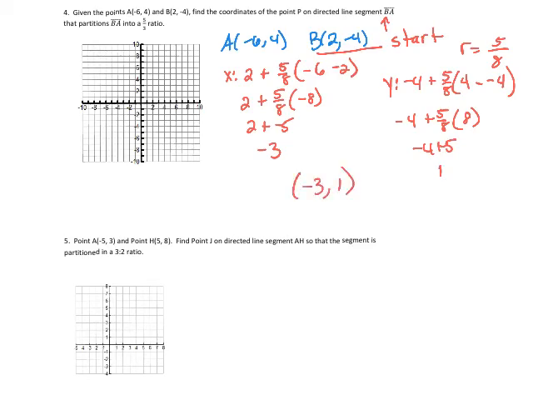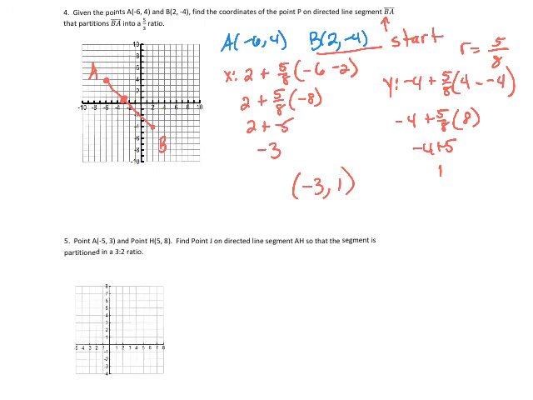If I were to graph these 2 points, -6, 4, and 2, -4, there's my line. This is B, this is A. -3, 1 is right there. I should have 5 parts on one side and 3 parts on the other side, so it kind of makes sense.